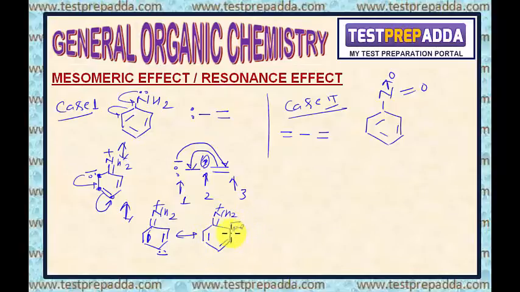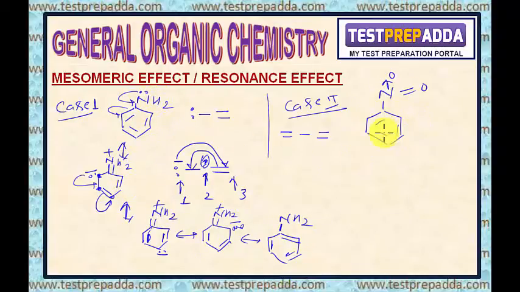Now back to the nitrogen lone pair. So double bond will come here and then NH2. This way you can see there are 5 resonating structures. These are the 5 canonical structures of aniline.